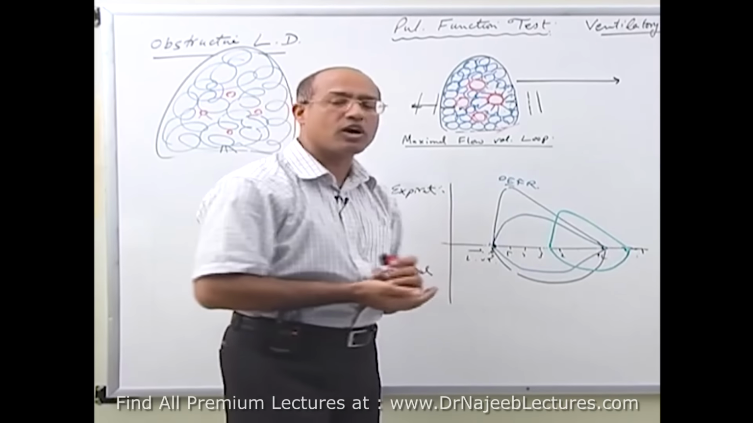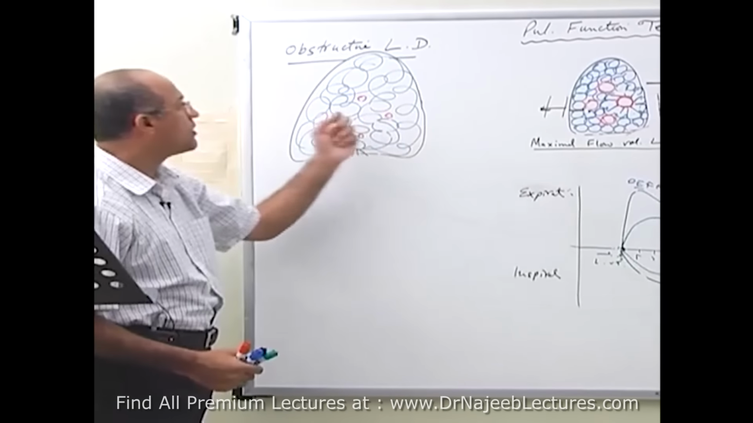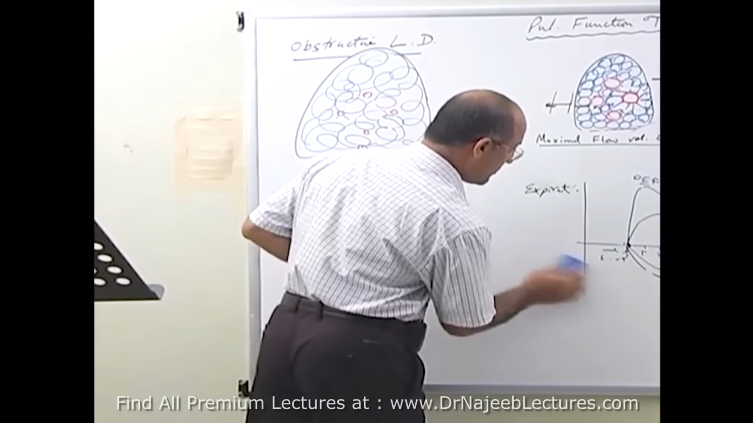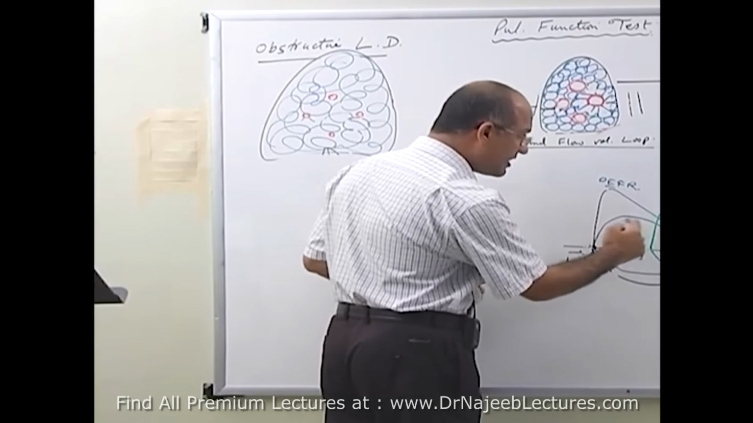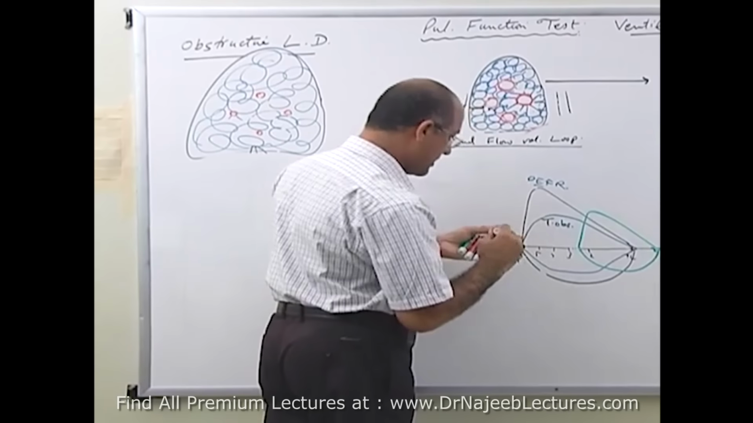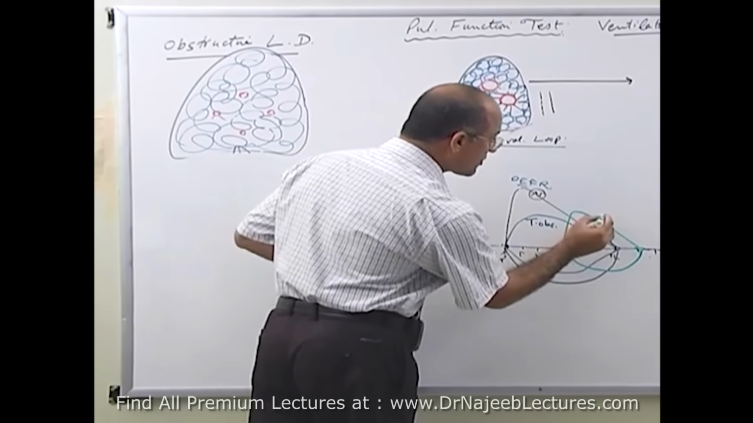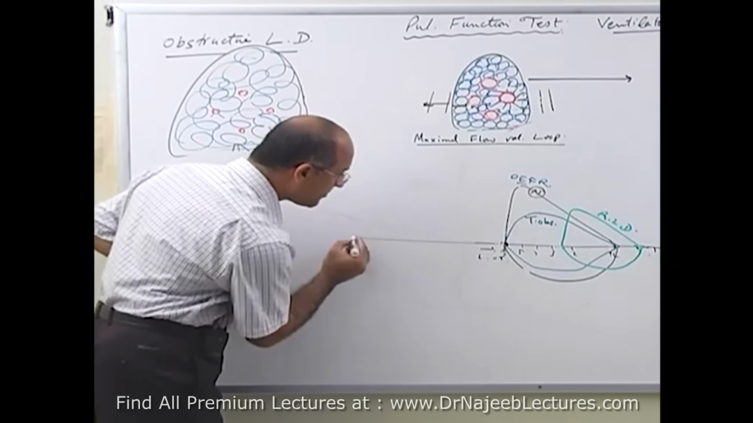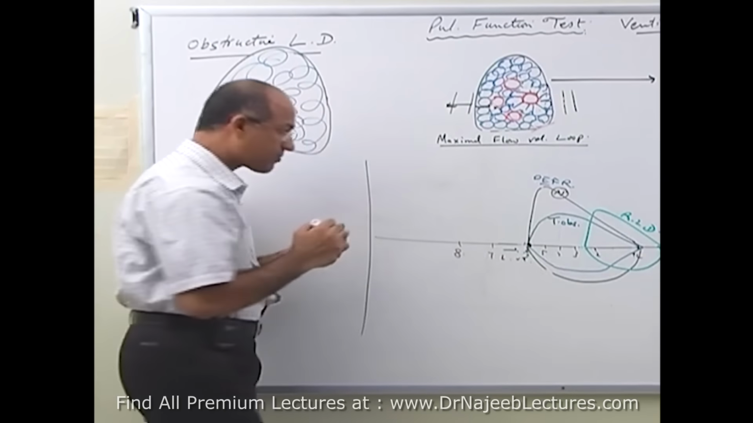Okay, now we are going to talk about the same maximal flow volume loop. For what is this? Obstructive lung disease? Yes. This was for the tracheal obstruction. Tracheal obstruction. This is the normal loop. This is restrictive lung disease, right? Now I'm going to draw obstructive lung disease.